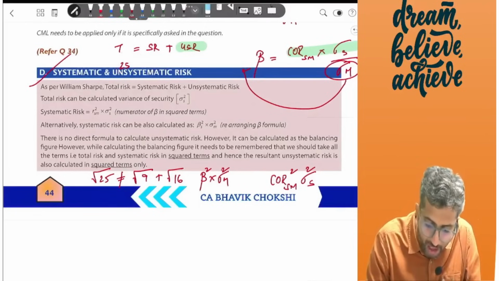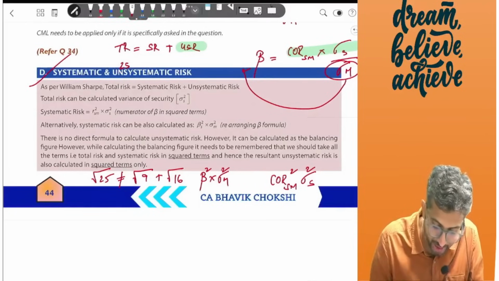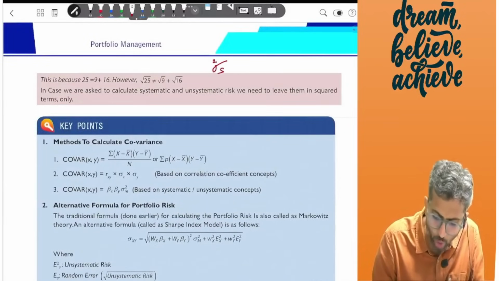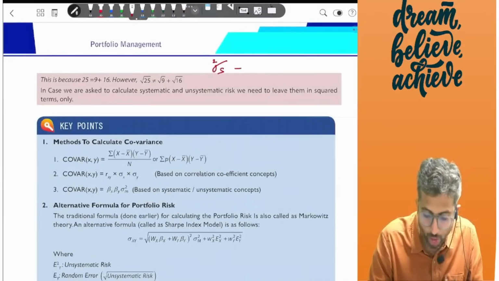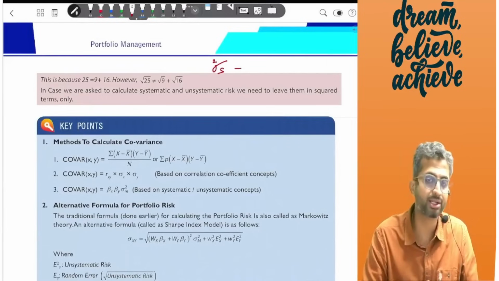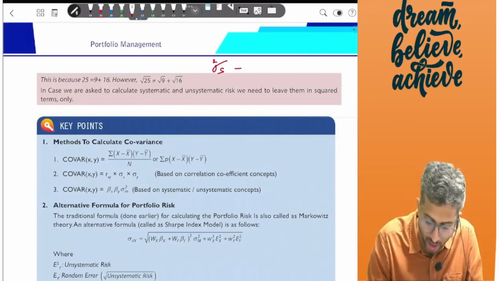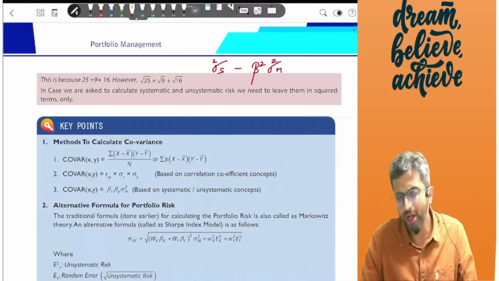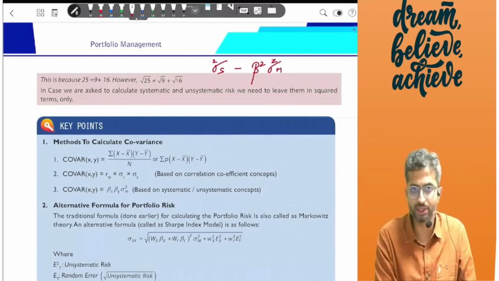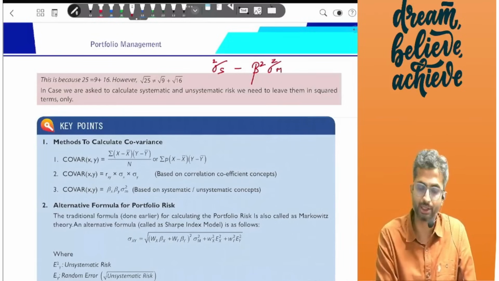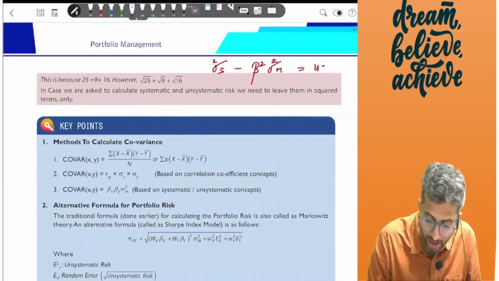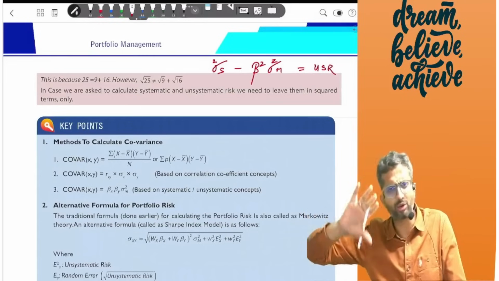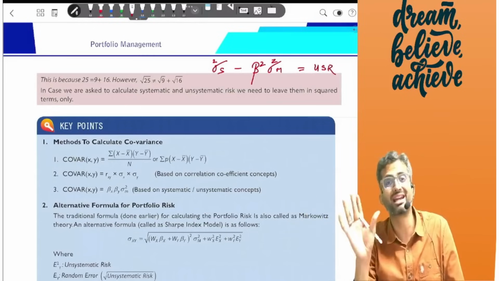So I will say 25, that is the total variance, that is standard deviation squared, that is the total risk of the security. From this, I want to reduce the systematic risk: total risk minus systematic will give me unsystematic. So from this, I will reduce beta squared into variance of the market, or I will reduce correlation squared into the variance of the security, and that will give me my desired answer. That is the unsystematic risk, which is also in squared terms, and if you square root the unsystematic risk that you have now calculated, that number is called the random error.